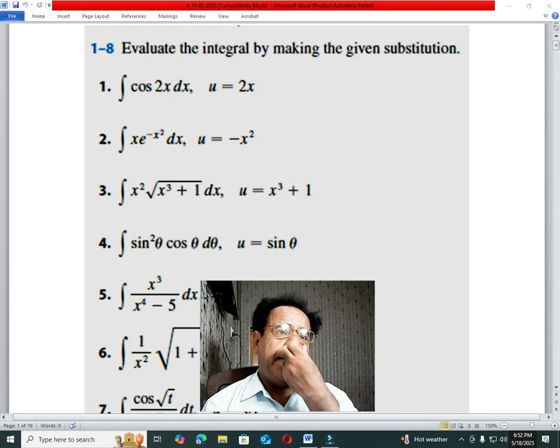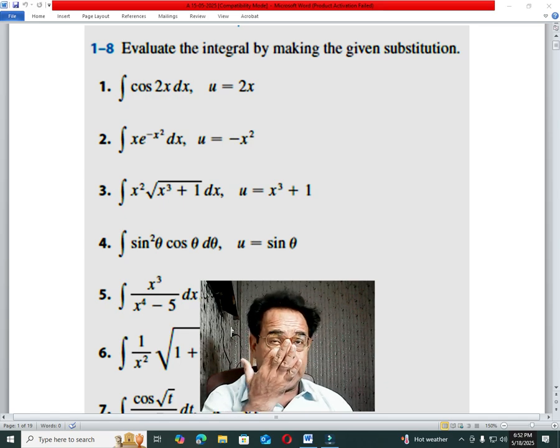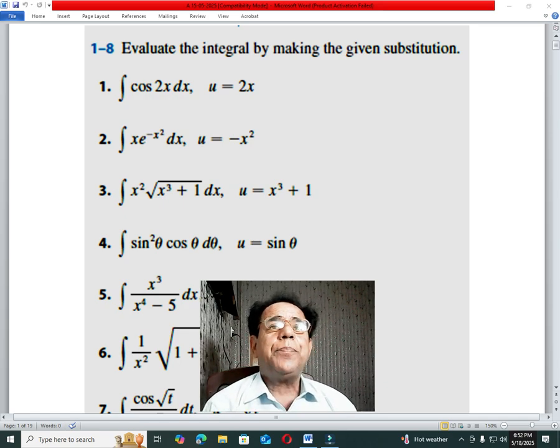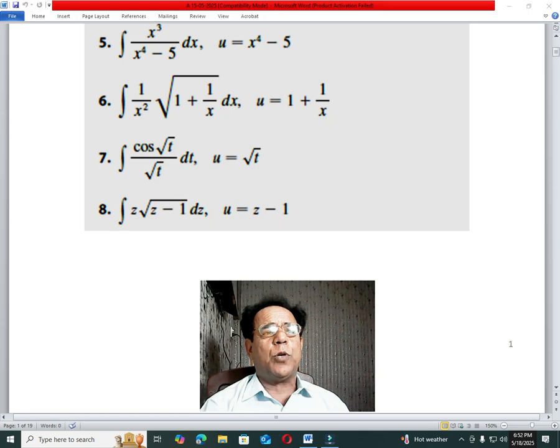All these 8 problems are solved under the substitution method. Evaluate the integral by making the given substitution. In each problem, a substitution is proposed, and using that proposition we will solve these 8 problems.